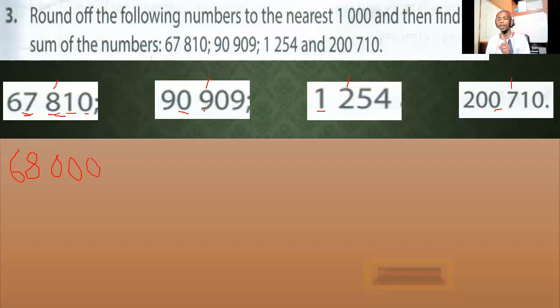Then, here, the hundreds is 9. 9 is above 5. So we add 1 to the thousands. On the thousands, we've got 0. So 0 plus 1, it becomes 1. So our answer is going to be 91,000. Then these 3, they become zeros.